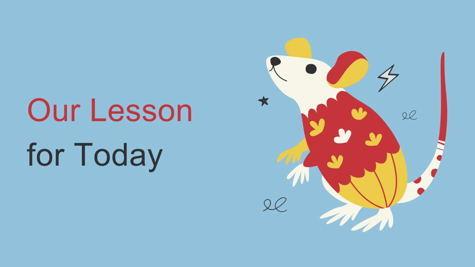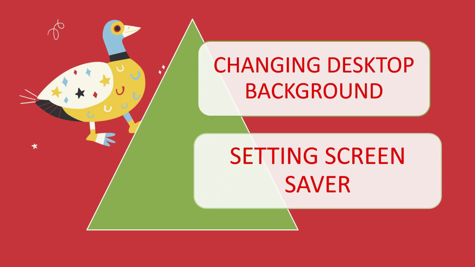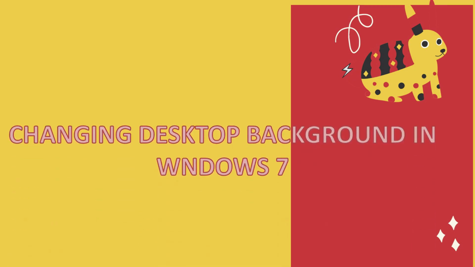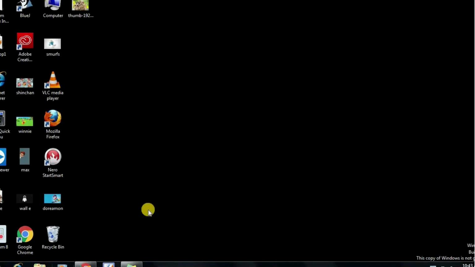Today we are going to learn about two interesting features in Windows: changing desktop background and setting screensaver. First let us learn about changing desktop background or wallpaper in Windows 7. Let us change the desktop background or wallpaper of Windows 7.